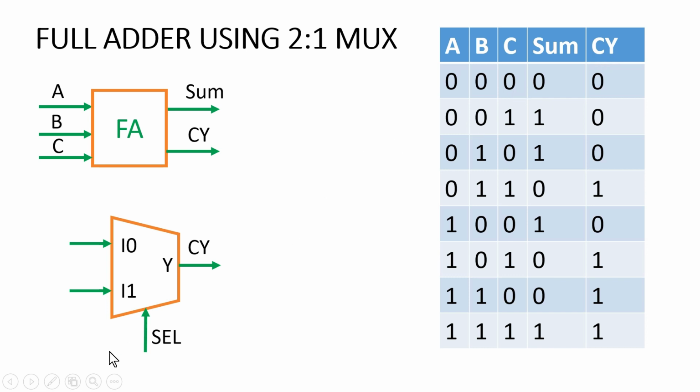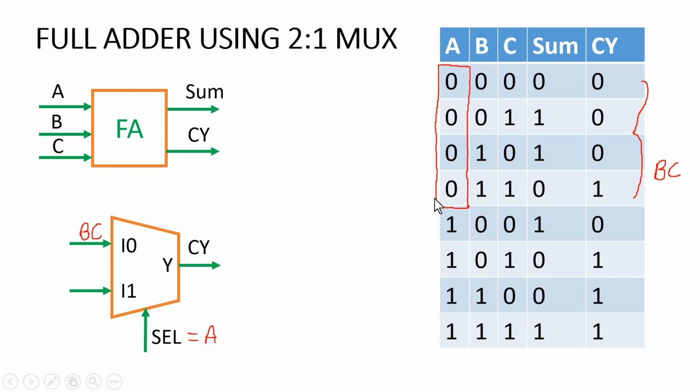In the same way we are using a 2:1 multiplexer, and it has one select line, so we need to apply A at the select line. Let me apply A. In the same way we will see, when A is 0, what is the value of carry? The value of carry is B into C, and we know that when the select line or A is 0, I0 will be passed at carry, so we need to fix this I0 to B into C. Let me fix it, B into C.